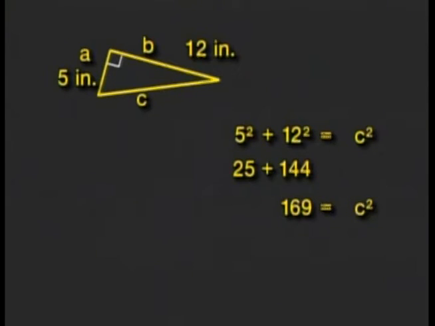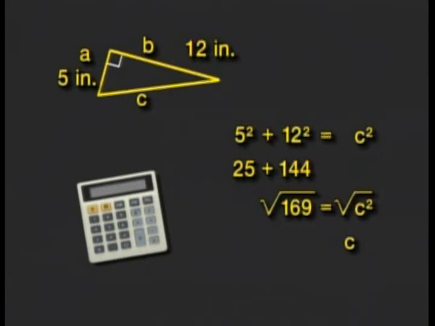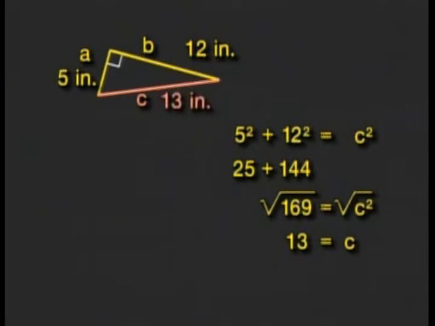To solve for C, find the square root of each side of the equation. The square root of C squared is C. Use your calculator if you don't know the square root of 169. It's 13, so the hypotenuse is 13 inches.